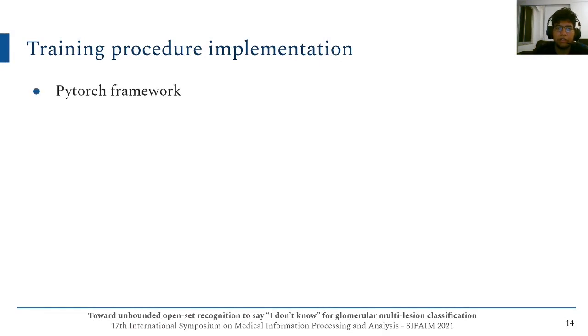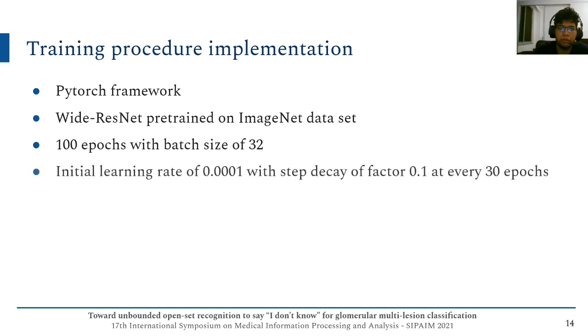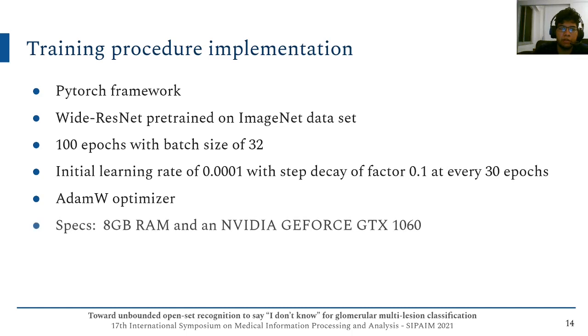Here we have training details. We use the PyTorch framework. We also use Wide ResNet pretrained on the ImageNet dataset for faster convergence. We trained for 100 epochs with a batch size of 32. We use an initial learning rate of 0.0001 with a decay of factor 0.1 every 30 epochs. We use the AdamW optimizer, and these are the specs of our machine.